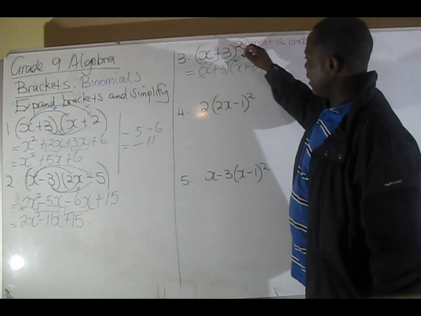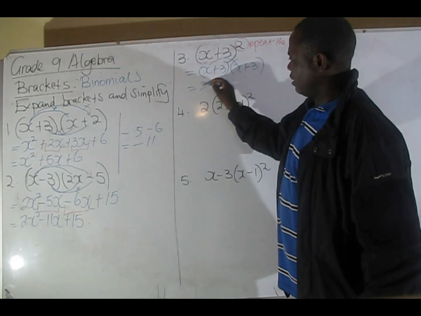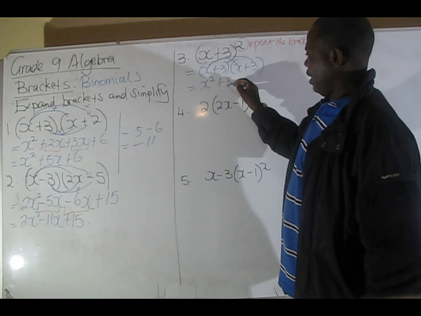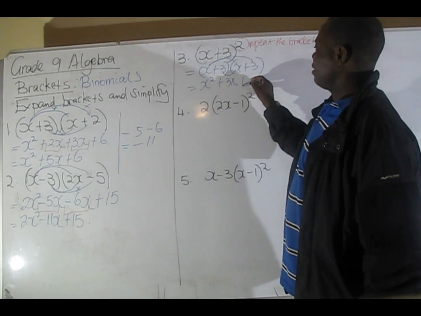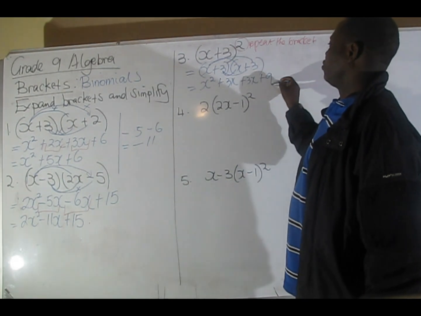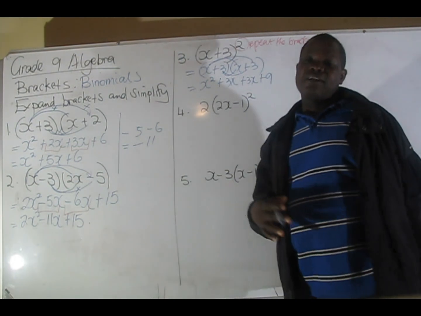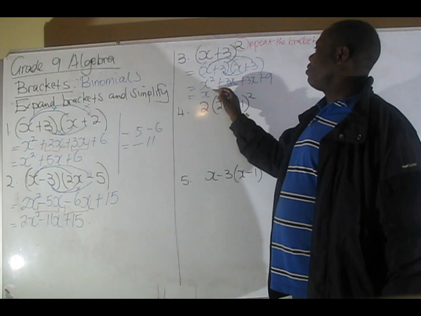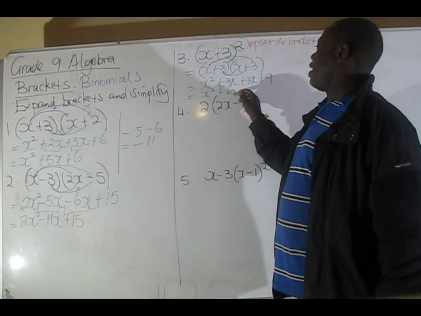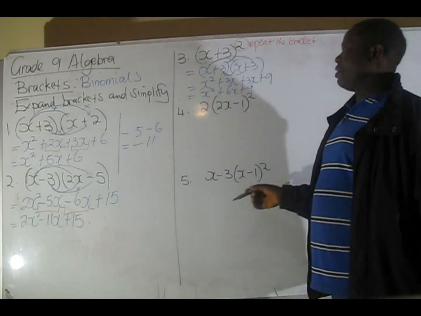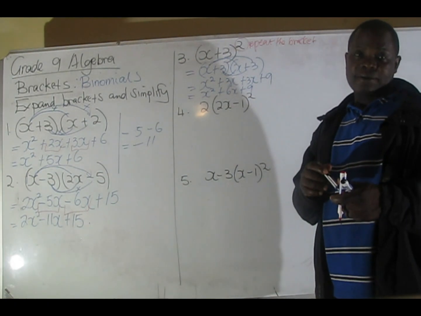X multiplying x, that will give us x to the power 2. Then x multiplying by 3, it will be 3x. Then 3 times x, it will be 3x. And then 3 times 3 will equal 9. Once you are done with removing brackets, you now make sure that you add like terms. So the answer to this question will be x squared plus 6x plus 9.